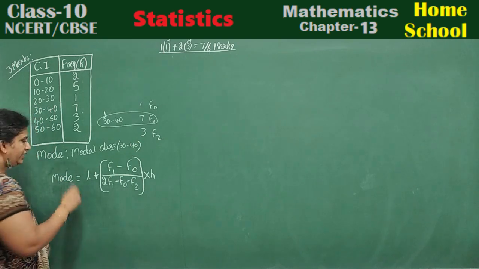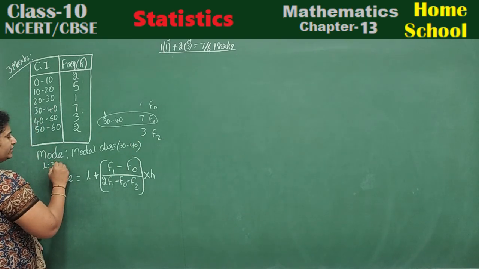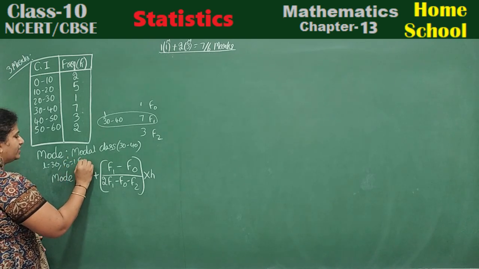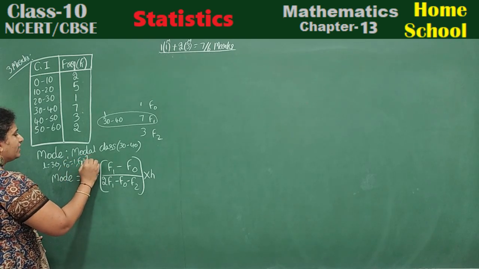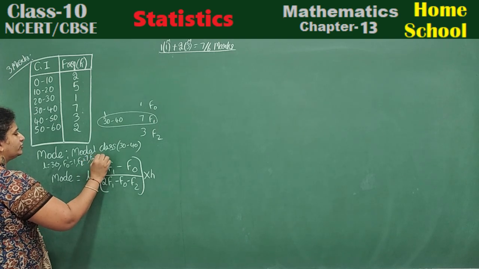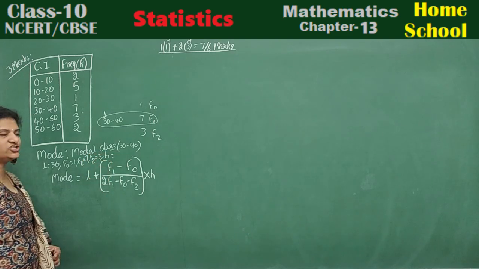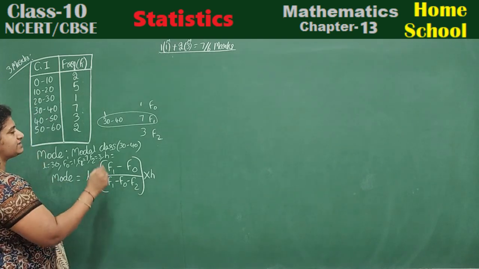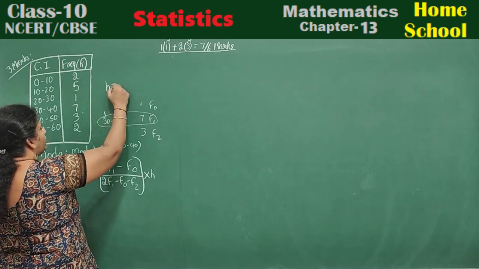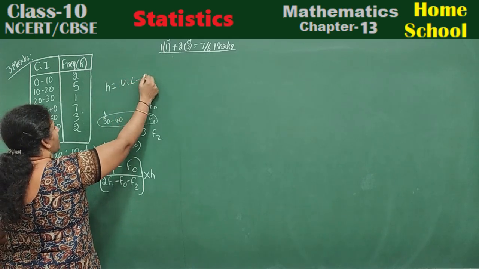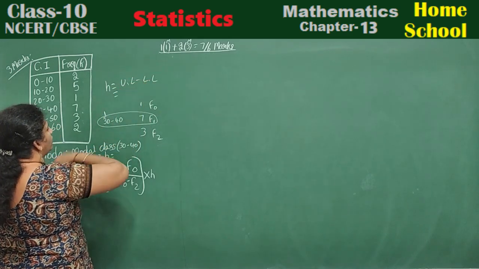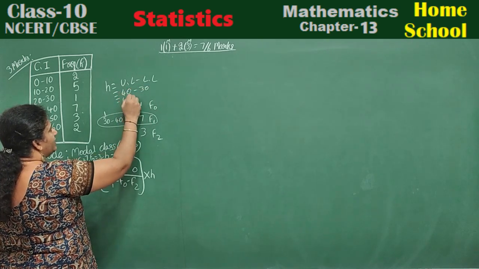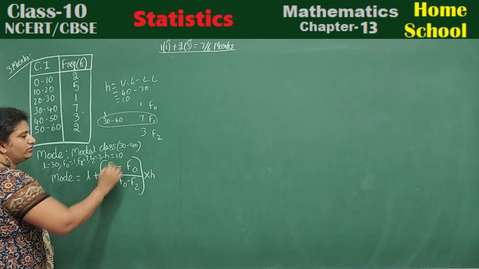L is equal to 30, F0 is equal to 1, F1 is equal to 7, F2 is equal to 3. What is H then? H is the class size. How do you get the H value? Upper limit minus lower limit will give you the class size. 40 minus 30 is 10. H is equal to 10.